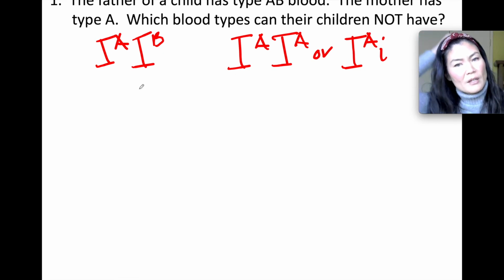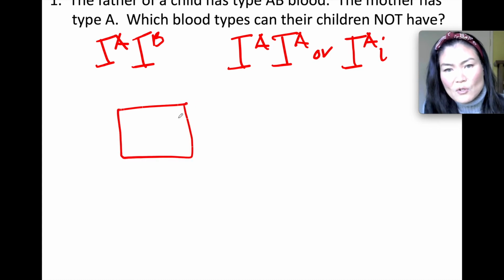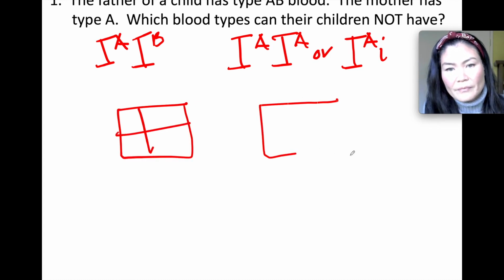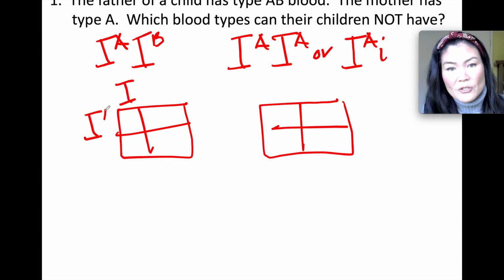Okay, so it's basically asking, if we were to do a Punnett square, and we have to actually do 2 because there's 2 possibilities for her, right? Actually, let's put the guy on the side here. The guy on the side.